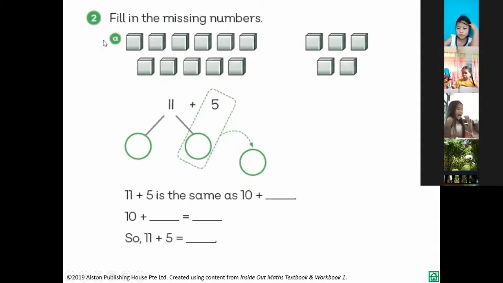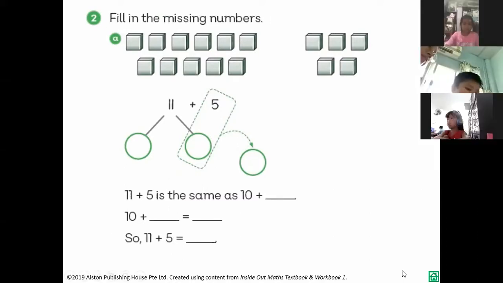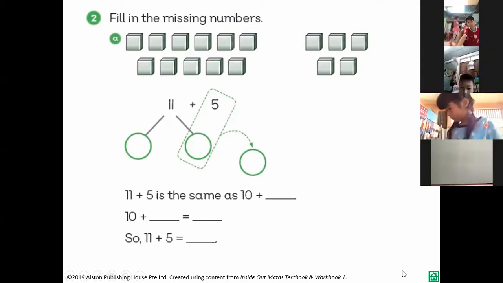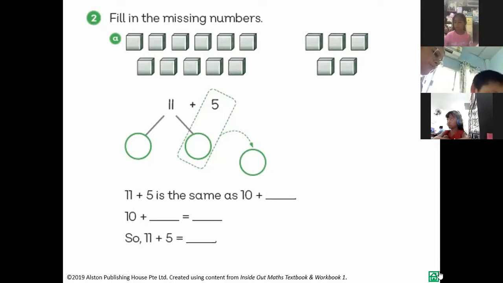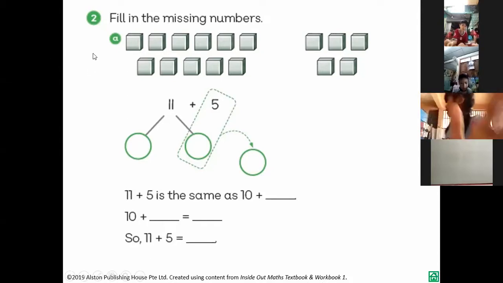So we have letter A. Let's try to find out how many cubes are there. Okay, very good. Number 2, I want Pope to answer number 2, letter A.